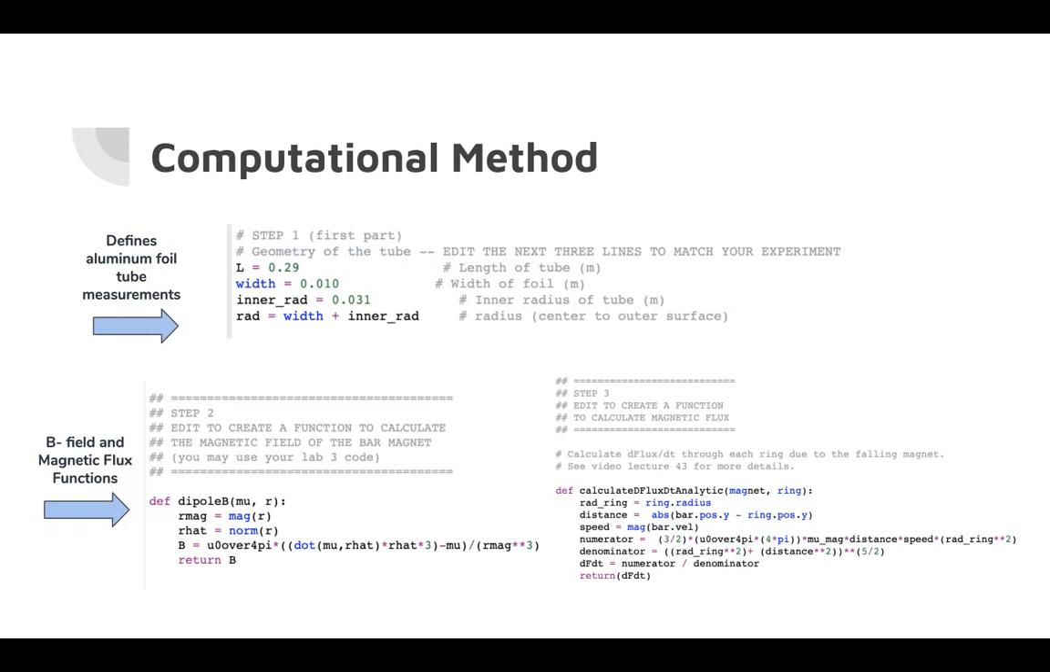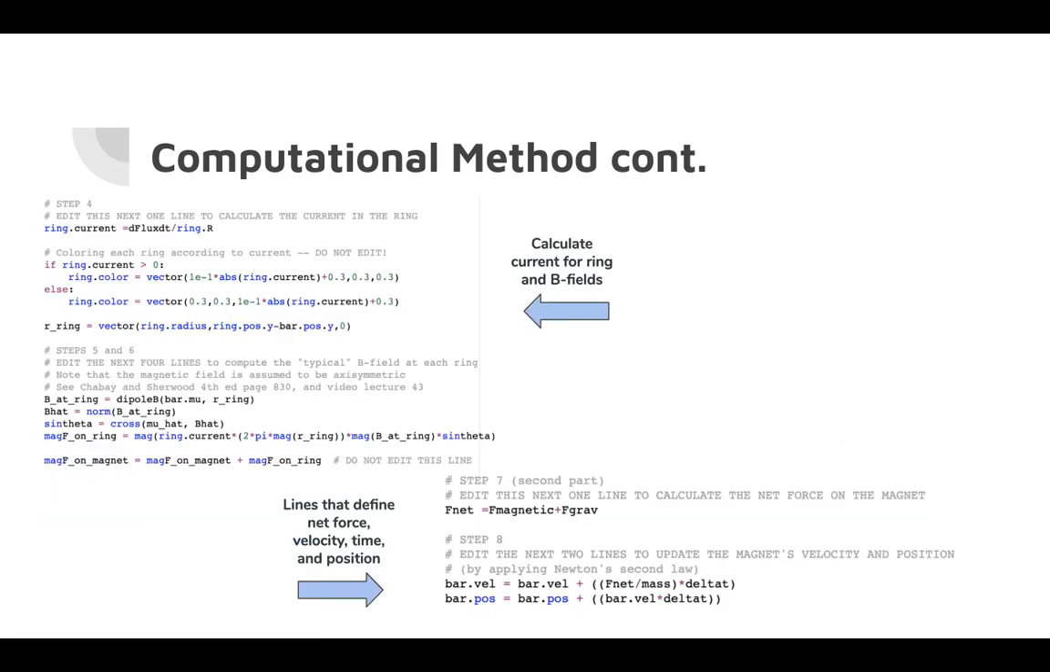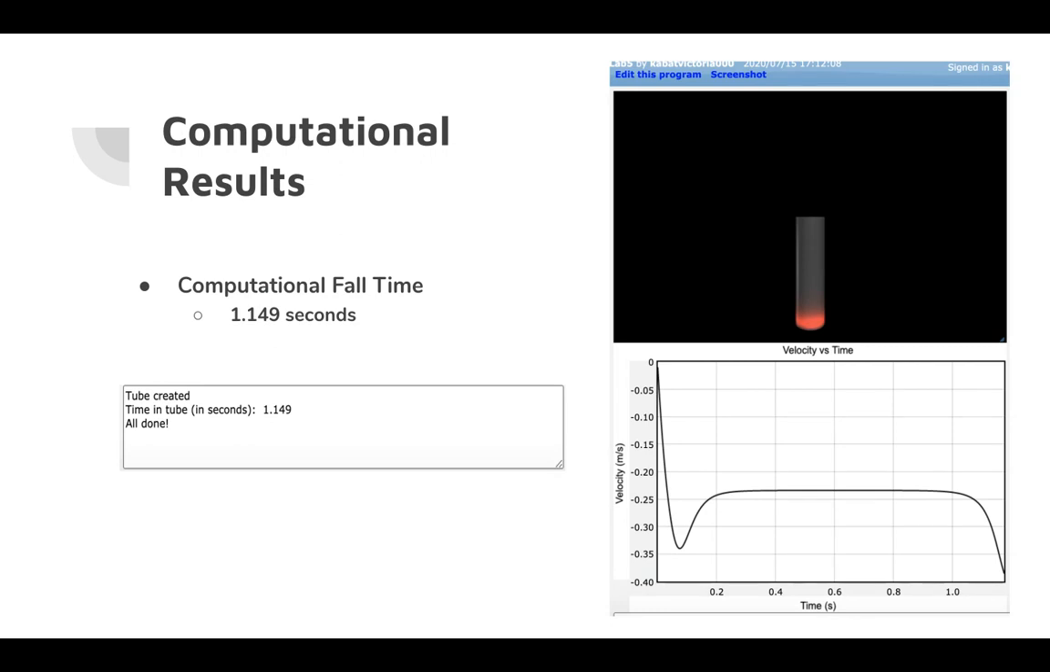My computational method was next, and I started this by defining the aluminum foil tube measurements, and then I did the next step, which was finding the magnetic field function, which I used in lab 3, and then after that, I calculated the magnetic flux function. And then after that, I calculated the current for a single ring, and then I calculated the B fields for all the rings. And then I defined lines in my code to define the net force, the velocity, the time, and the position of the bar magnet. So when I run my code, this is what appears.